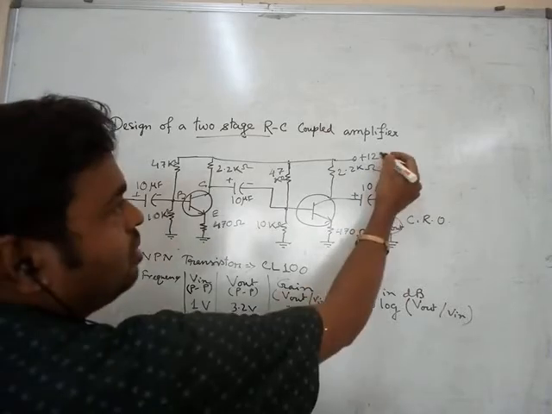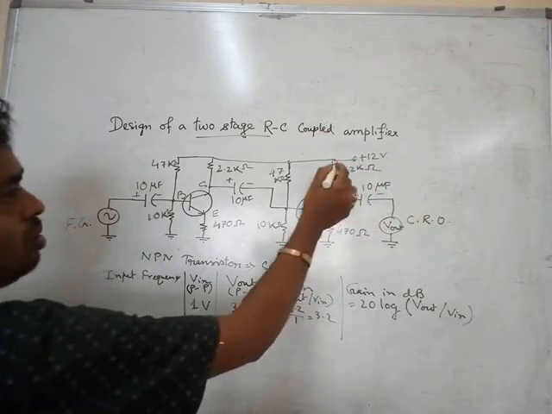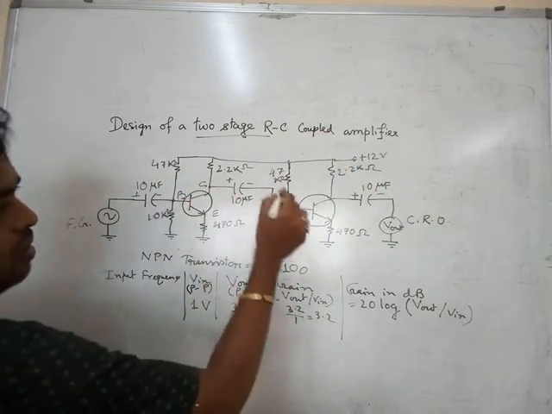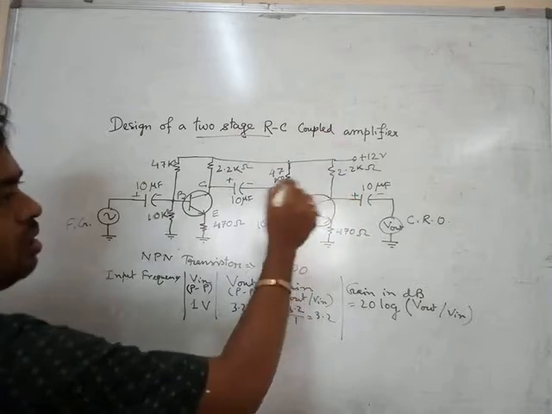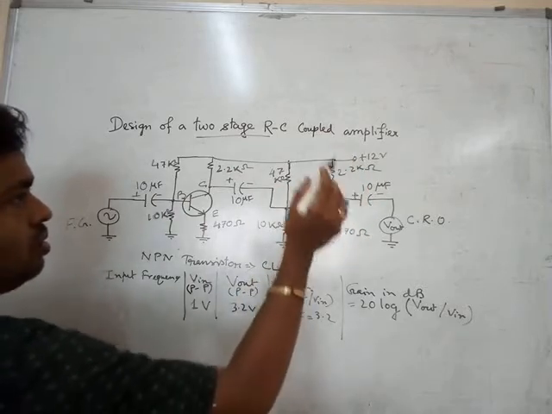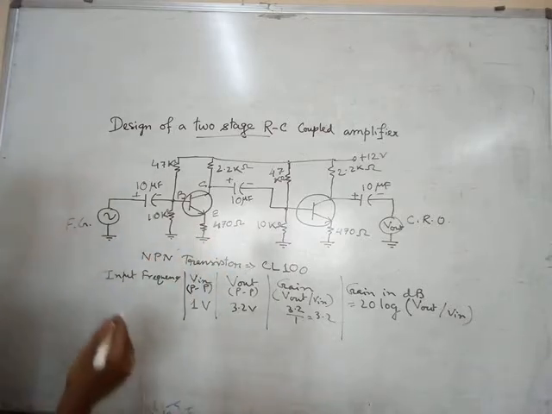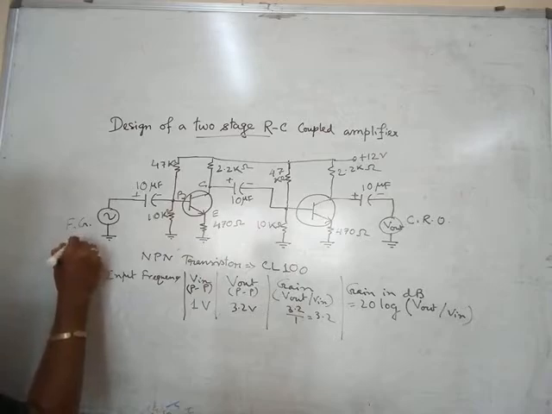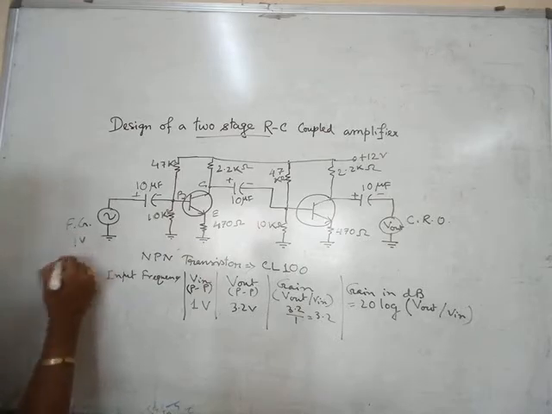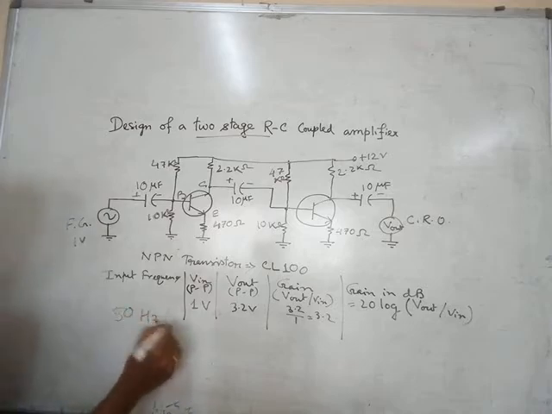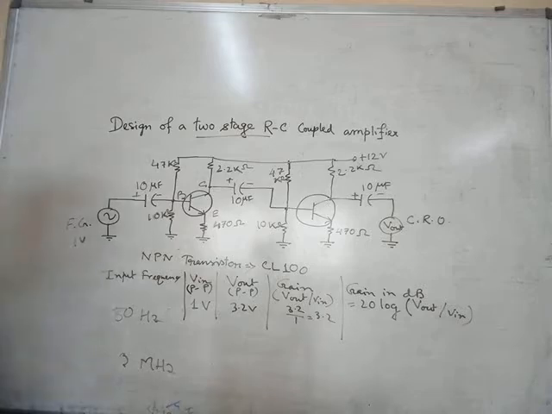There is a connection that is plus 12 volt. Both these four resistors from base and collector are connected to the plus 12 volt. This is the value of VCC we will give to the circuit. And function generator generally 1 volt input and frequency will change from 50 Hz to 3 MHz. Why? I discuss now.